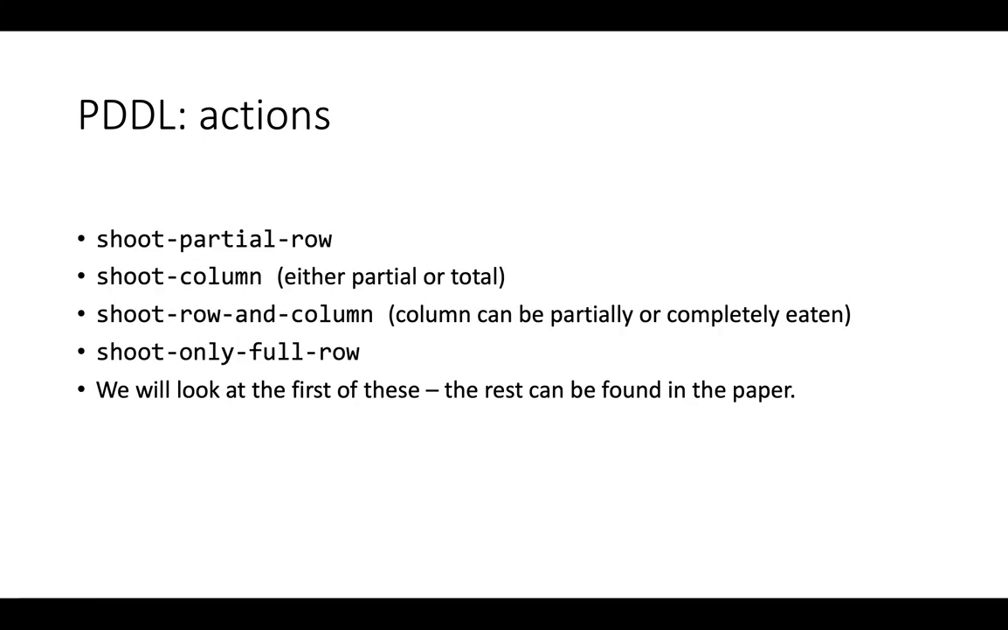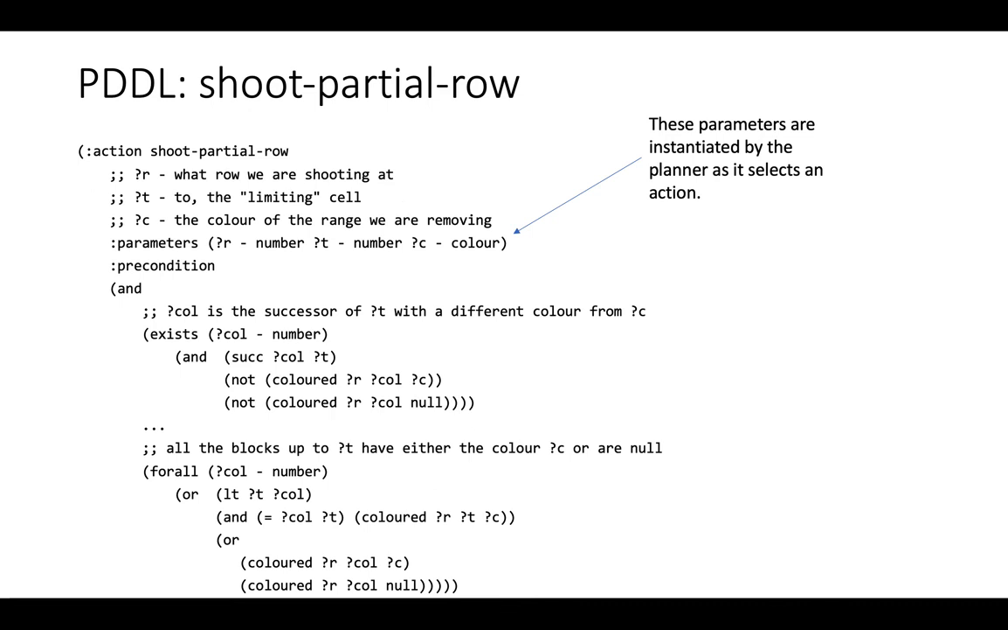So the actions that we introduce, again, correspond similarly to the cases that I showed you in the Essence Prime model there. We can shoot along a row partially, we can shoot down a column, we can shoot, in that special case, along a row and down a column, we can shoot an entire row, and those have been subdivided into these four. Again, we're going to look at the first of these, and the rest can be found in the paper.